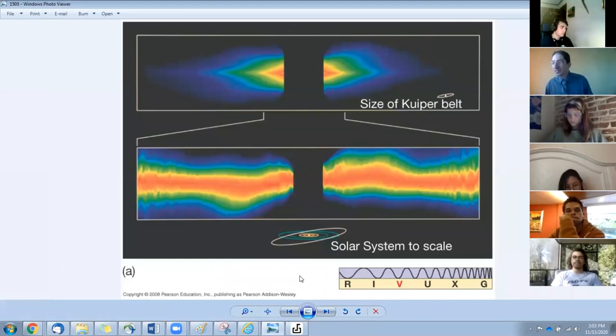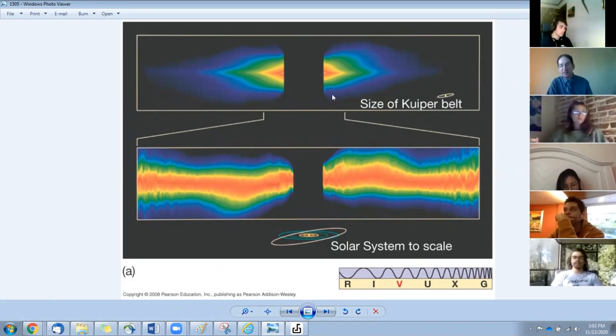Let's just see, do we see any of these disks out there? And indeed, we do. Around young stars, we see this process in action. This is a star called Beta Pictoris, and they've blocked out the star. The star is super bright and makes it impossible to see anything. But if you block out the star and do careful imaging, you can see the fainter stuff around it.